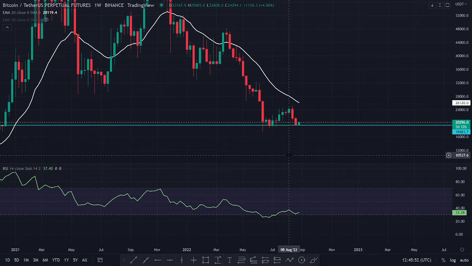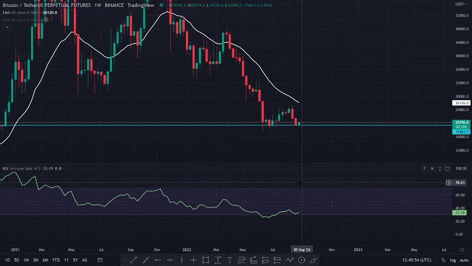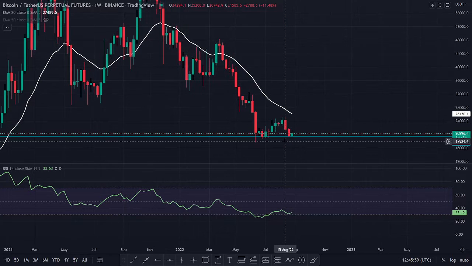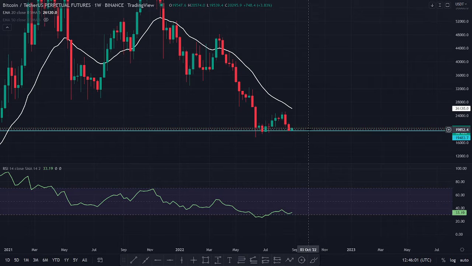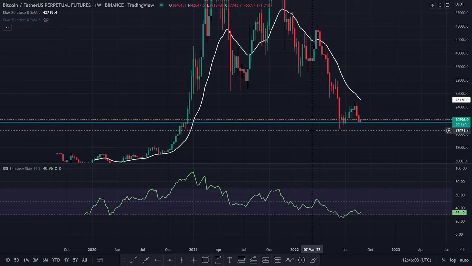What actually is happening is that RSI is trying to create some kind of a high, but Bitcoin is in a strong downtrend right here. If Bitcoin actually breaks below the support, you honestly can expect Bitcoin to go further down till the 17,000 level.